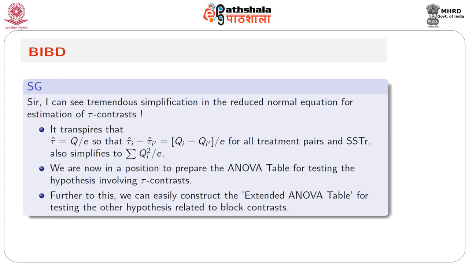Sir, I can see tremendous simplification in the reduced normal equation for estimation of tau contrast. Now it transpires that tau hat is equal to q by e, so that tau i hat minus tau i prime hat is equal to qi minus qi prime by e for all treatment pairs, and the sum of squares of treatment also simplifies to sum over qi square by e. We are now in a position to prepare the ANOVA table for testing the hypothesis involving tau contrast. Further to this, we can easily construct the extended ANOVA table for testing the other hypothesis related to block contrast.